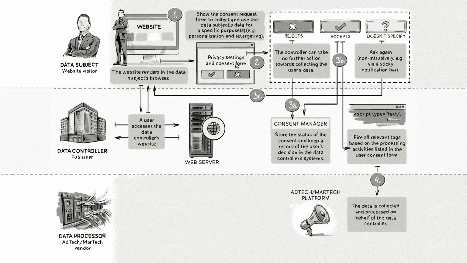The third possible scenario is when the user doesn't specify their consent decisions. For example, if they close the form or if they click outside the form and continue browsing the website. In this situation, the website cannot process the user's data, but they can display a non-intrusive sticky bar that prompts the user to provide consent during their current and subsequent visits.